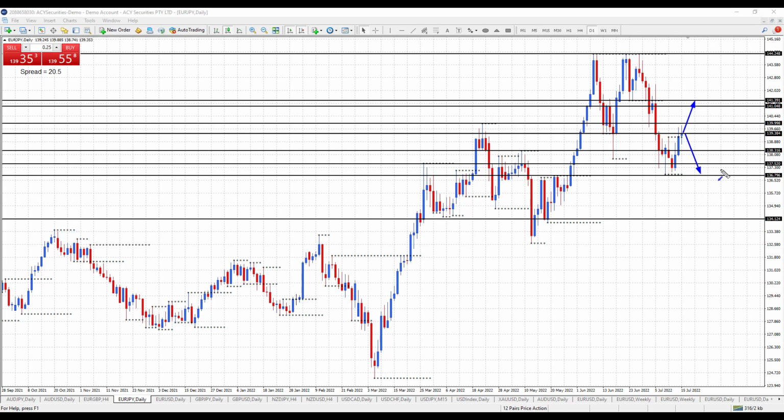Alright, so that's what I'm looking for on the Euro Yen next week. A continued move up to retest 141.04 monthly resistance.